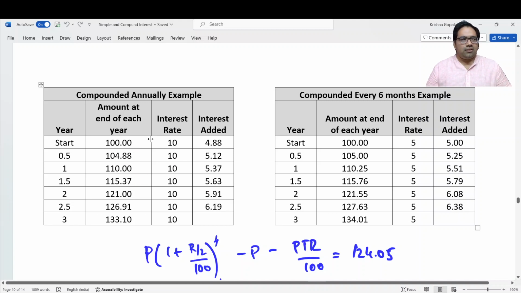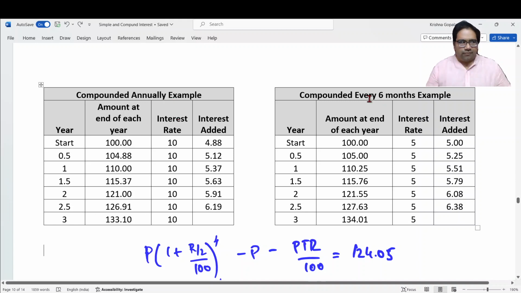Compounded annually means every 1 year you will add whatever interest has accrued, and then next year you will add 10% on whatever the resultant amount was. Every year you will keep adding the 10%. So first year 100 to 110 is 10%. 110 to 121 is again 10% growth. That is 1.1 into 110 is equal to 121. Similarly, 1.1 into 121 is 133.1. 1.1 is the factor with which it grows every year. Okay. This is the compounded annual example.